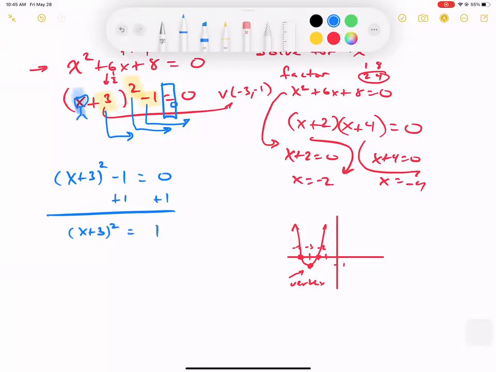We have to get rid of something else. Do we get rid of the 3 or the 2? What's next on my list? We get rid of the 2, the squared. Now, the way we get rid of a squared is we take the square root. I'm going to write a square root on both sides. X plus 3 squared equals plus and minus the square root of 1.